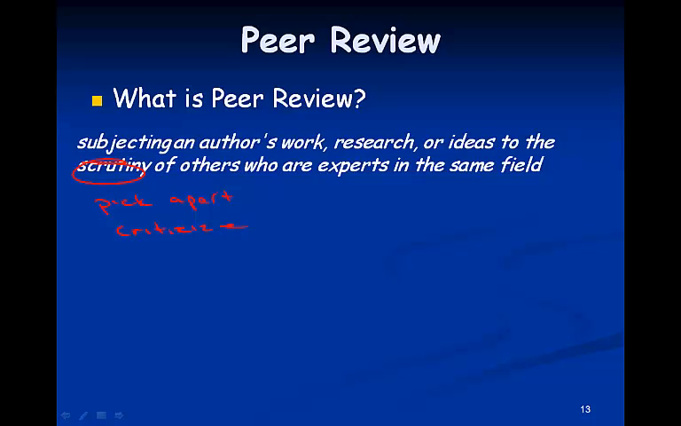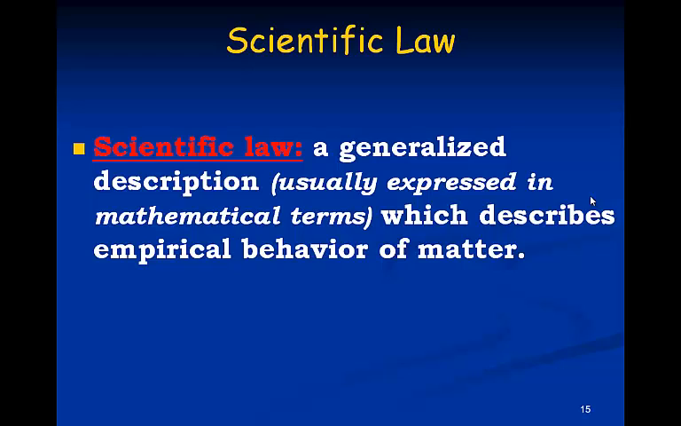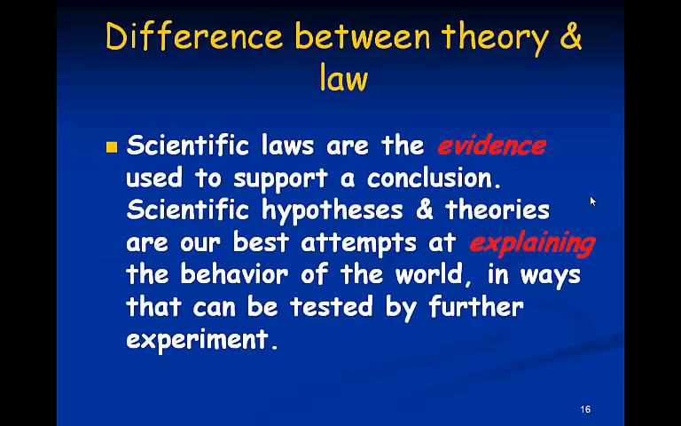Finally, if we have a strongly supported hypothesis, we can develop a theory. A theory is a well-tested explanation for a broad set of observations. A theory only happens after a great deal of peer review. A theory is essentially our best explanation for something. This is different from a law, which is a generalized description which describes the behavior of matter. So scientific laws are the evidence used to support a conclusion. Scientific hypotheses and theories are our best attempts at explaining the behavior of the world.